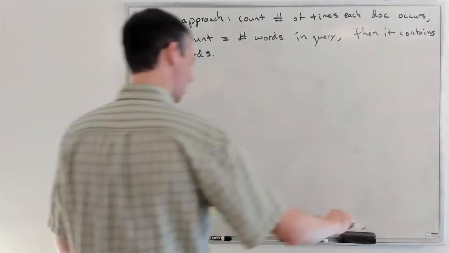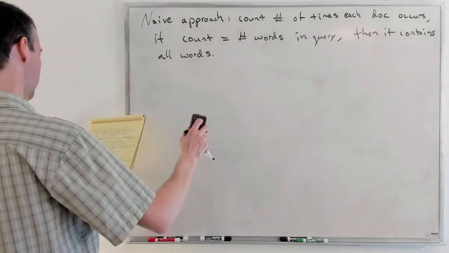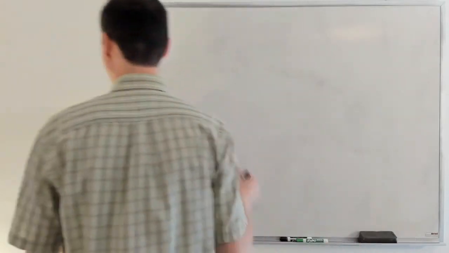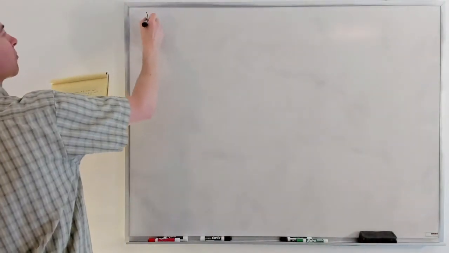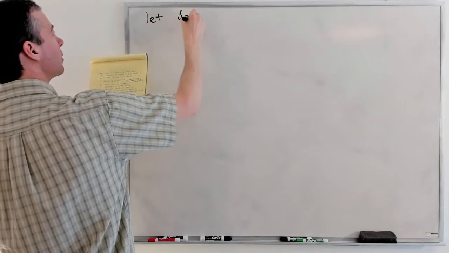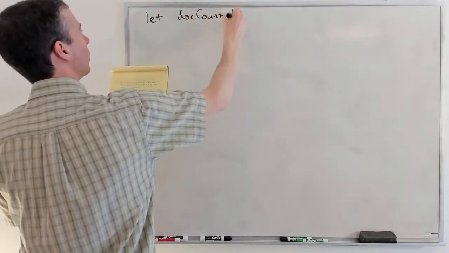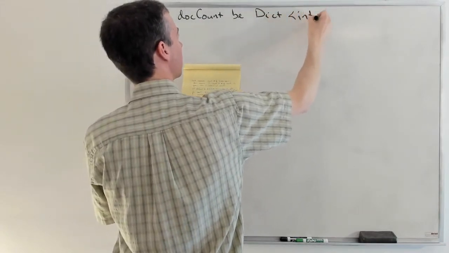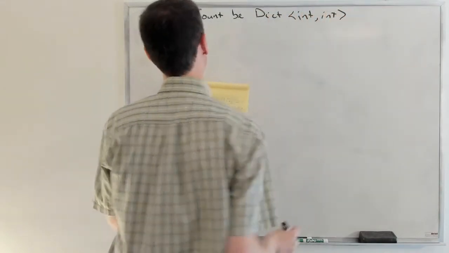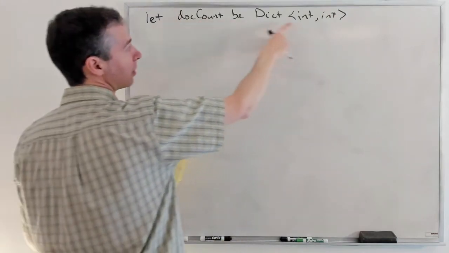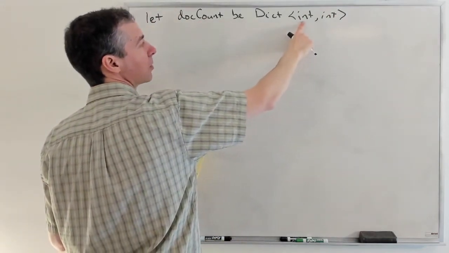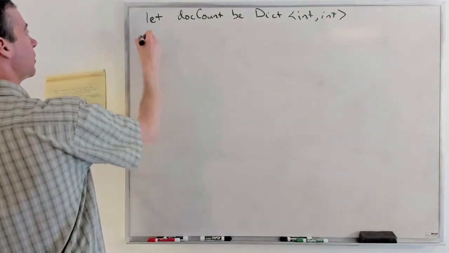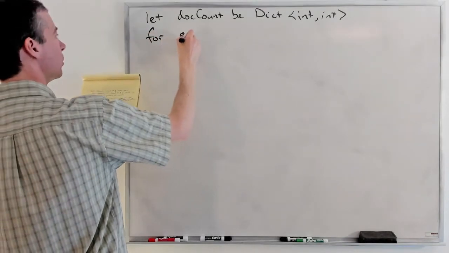So I'm going to go ahead and give myself some more space on my whiteboard here. So this algorithm, we're going to let our document count be a dictionary that maps from integer to integer. Okay, so remember our documents are represented by IDs. So we're going to go from a document to the number of times we've seen that document in all of the postings. So we're going to go through each term in the query.